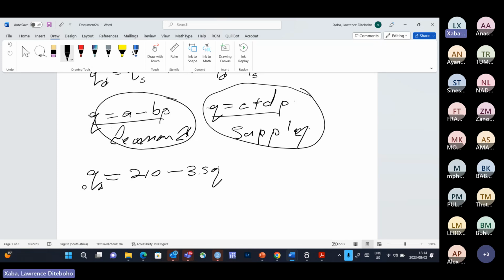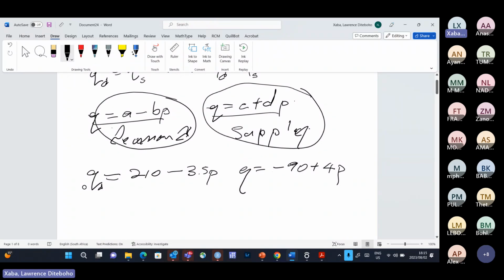Oh, this is price. Sorry about that. This is price. Then we have the second equation that is given to us, which is Q equals to negative 90 plus 4P. So for us to come up with our equilibrium, we'll have to equate the two given equations.